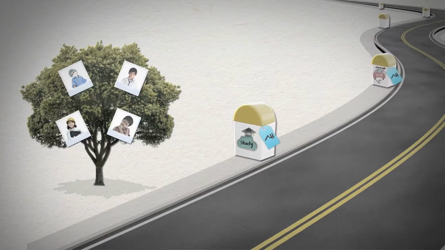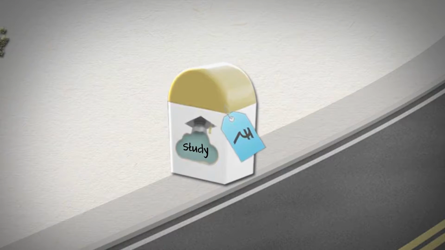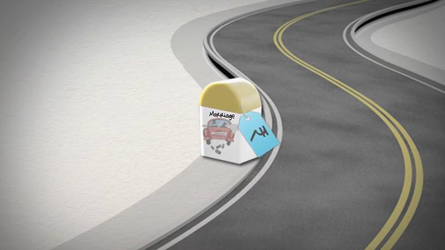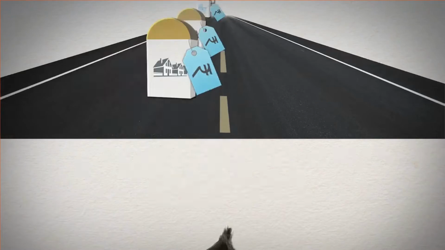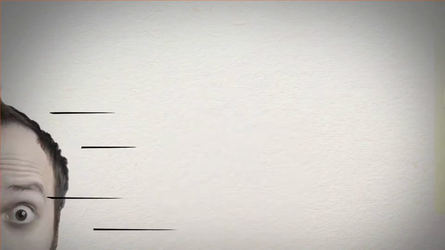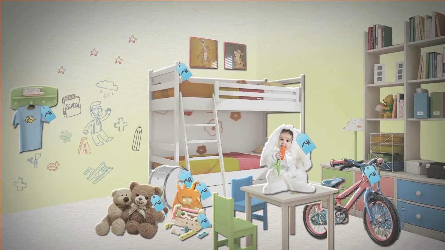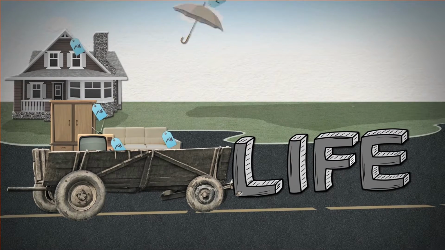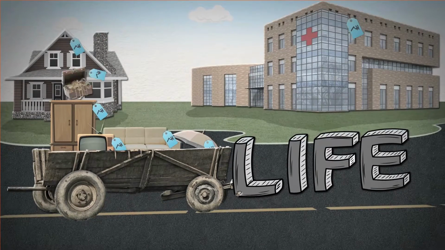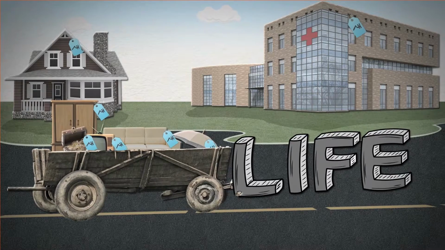And you can't neglect their future. You have to plan for quality higher education and for their weddings. That's a lot of different goals and expenses, and you have to keep them all in mind. And that's only for your children. Life has lots more expenses and decisions in store for you. Big decisions and small ones, urgent expenses and not so urgent ones.